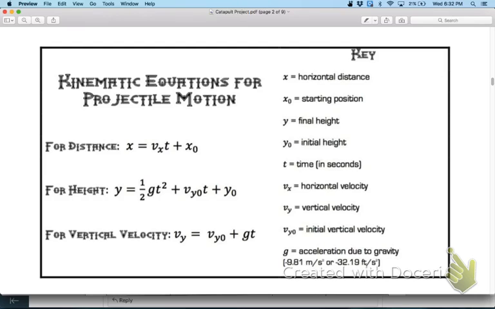Vy, again, that's the velocity with respect to y, so that's our vertical velocity, is equal to the initial vertical velocity plus gravity times time. And that is how we will determine our vertical velocity. So we're going to use those equations.